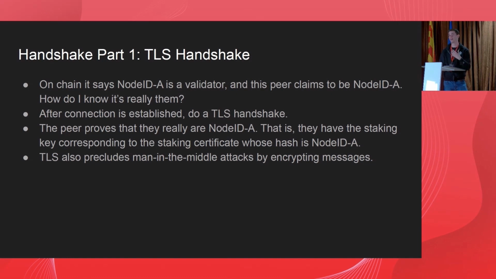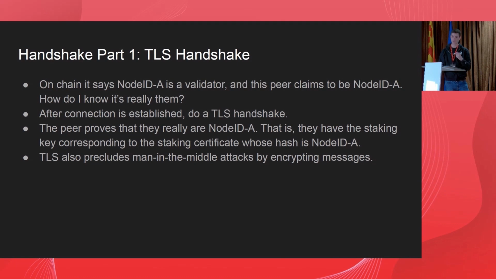In Avalanche consensus, for example, let's say that node ID A has 1% of the network stake. I happen to sample them as part of Avalanche consensus, and now I need to send them a message. I need to make sure it's actually going to that node and not some other node. And this is how we establish that you are who you say you are.